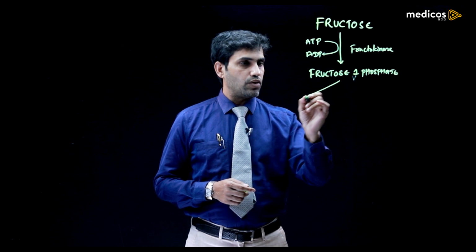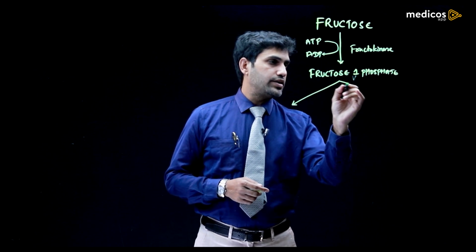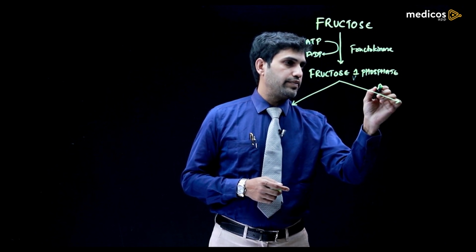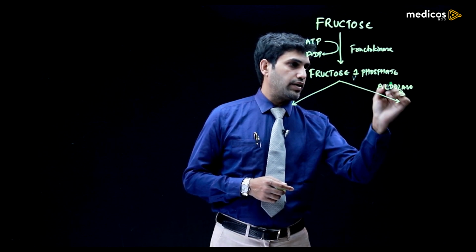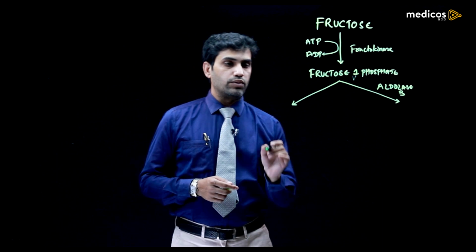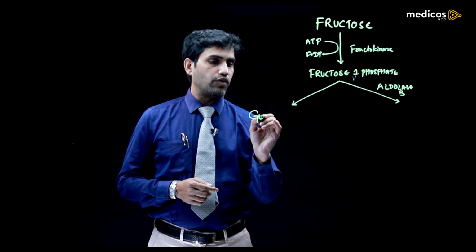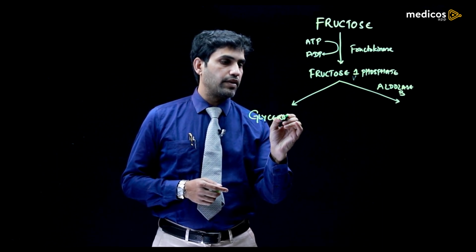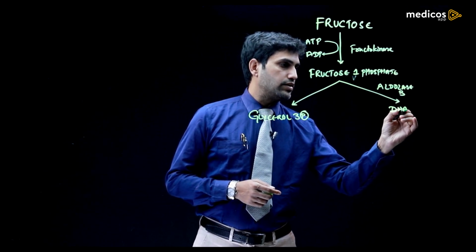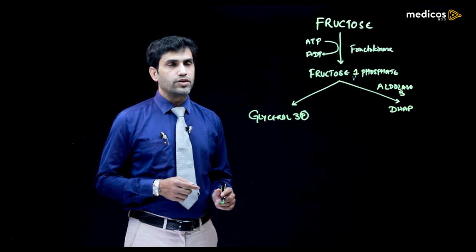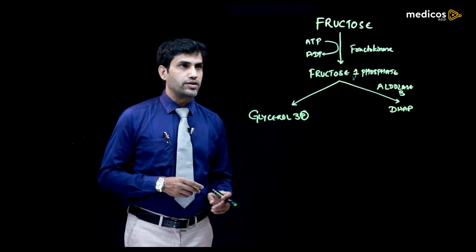This, in presence of the aldolase-B enzyme, is broken down to glycerol 3-phosphate and dihydroxyacetone phosphate. Glycerol 3-phosphate and dihydroxyacetone phosphate.